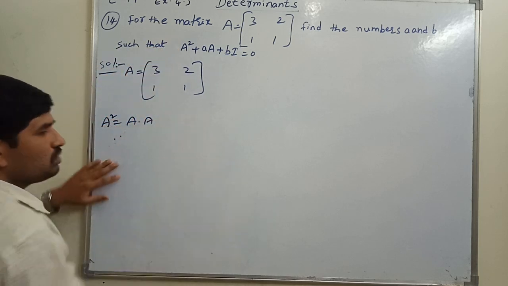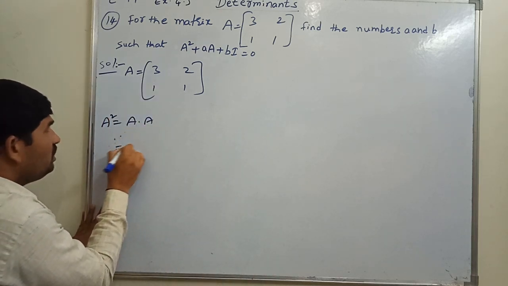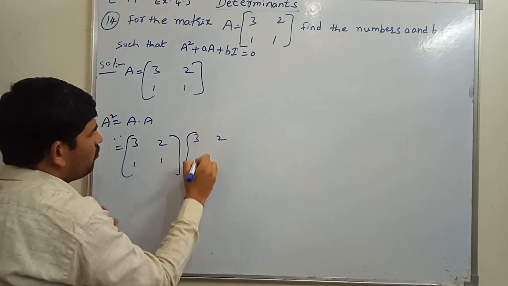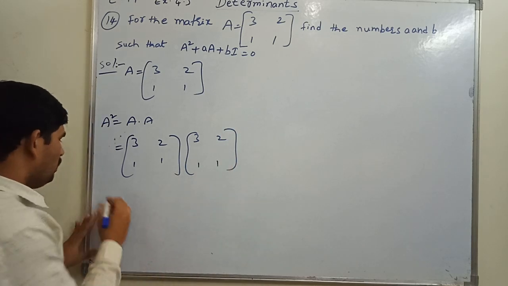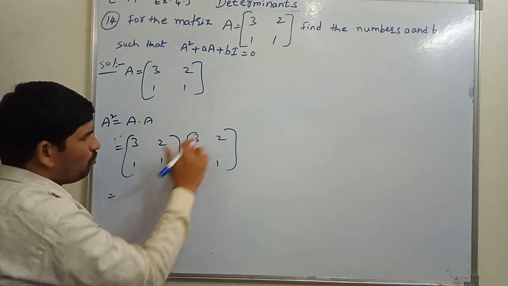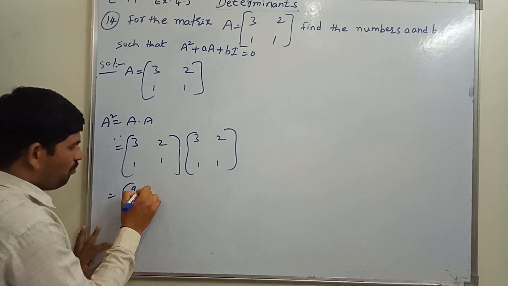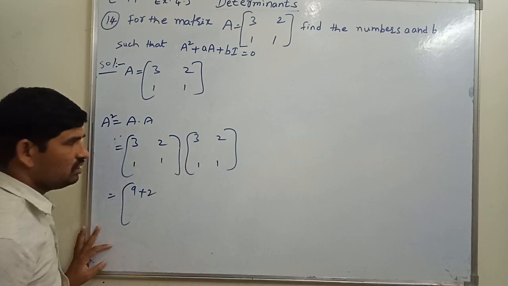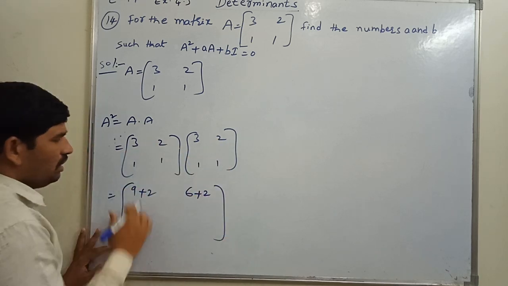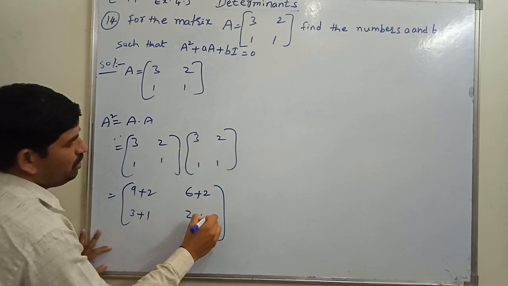We know how to find A square: A into A. So I am taking A into A. The A matrix is 3 2 1 1, and again the A matrix, so I write 3 2 1 1. Multiplication of 2 by 2 matrices is very easy. First row first column: 3 3s are 9 plus 2 into 1 is 2. Again, 3 2s are 6 plus 2 into 1 is 2. Next, 1 into 3 is 3 plus 1 into 1 is 1. Again, 1 into 2 is 2 plus 1 into 1 is 1.